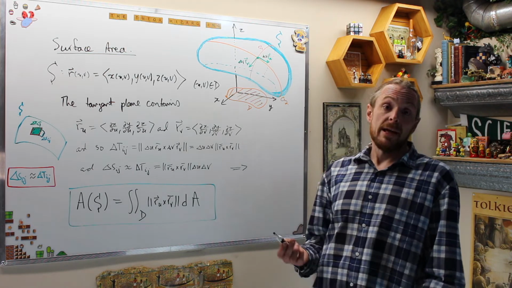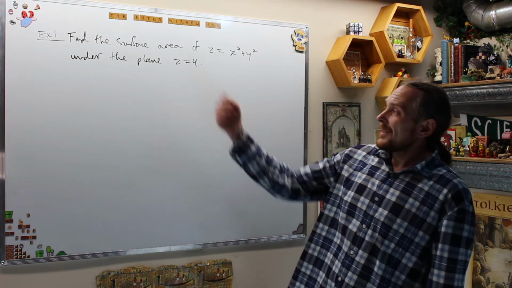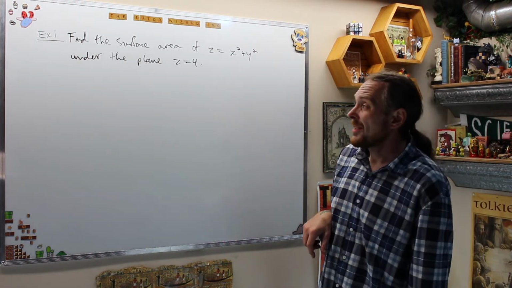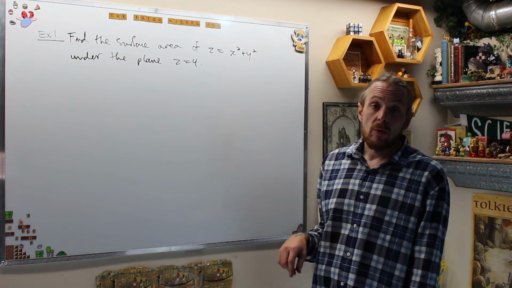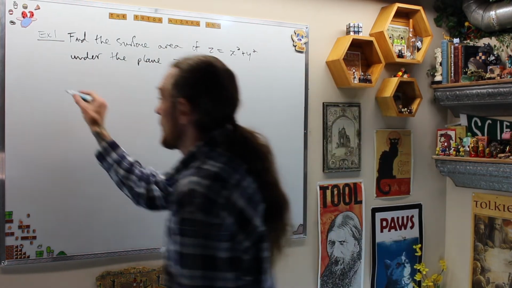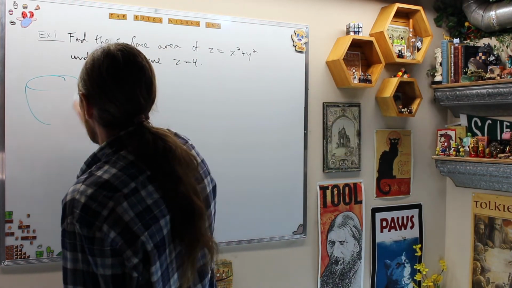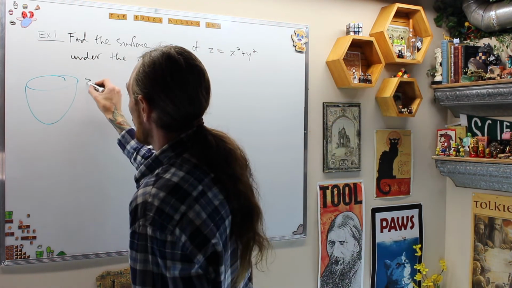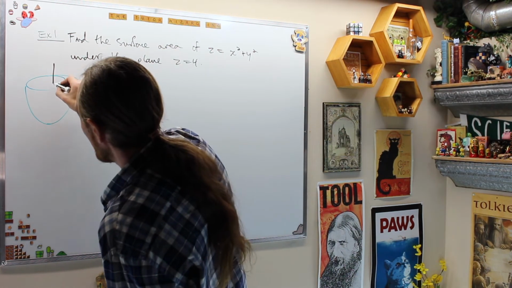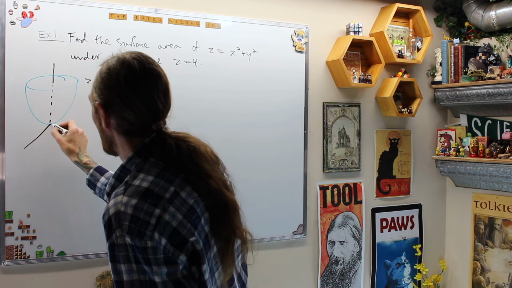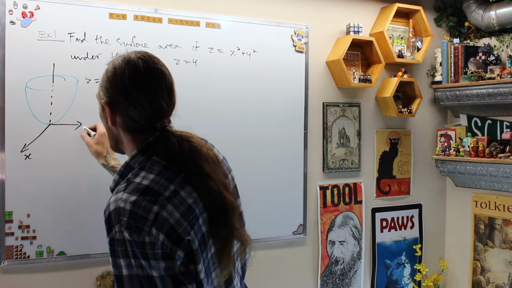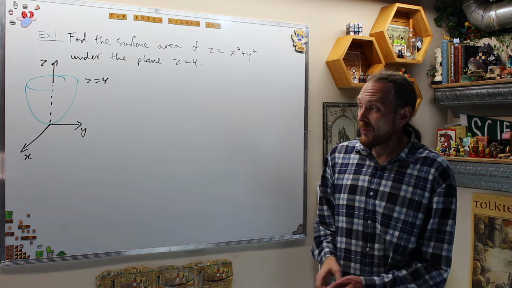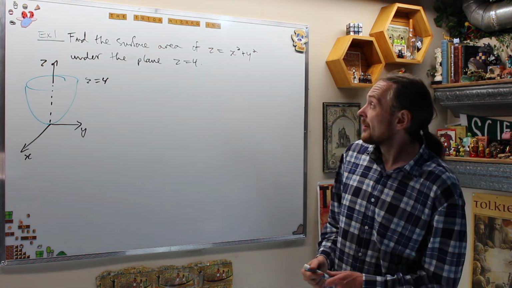Let's try an example of that. All right, let's find the surface area of this paraboloid z equals x squared plus y squared under the plane z equals 4. Let's draw a picture quickly. There's our surface. z equals 4 is right here. That's going to give us this paraboloid in x, y, z. And then we want the surface area of this thing.